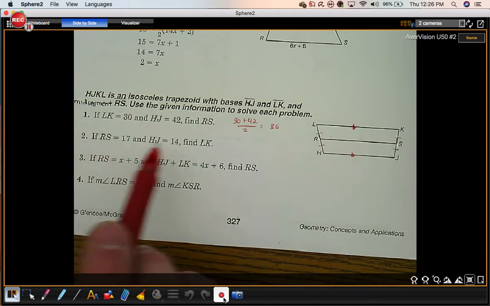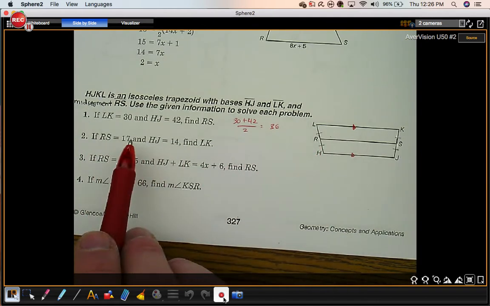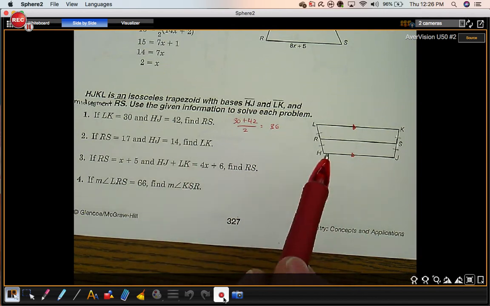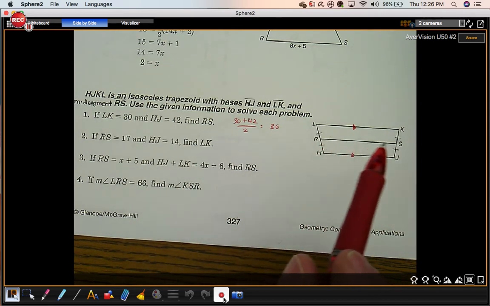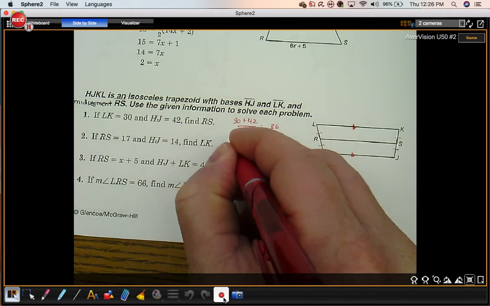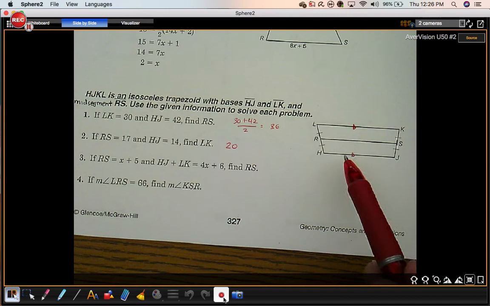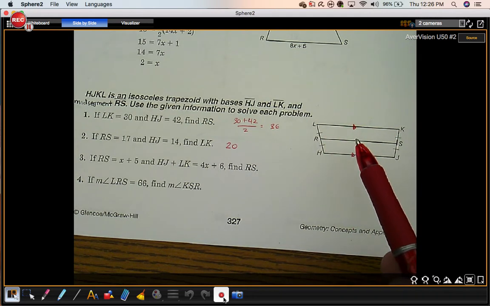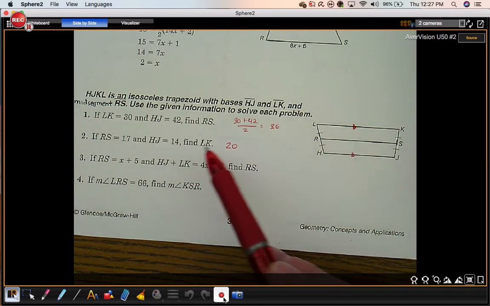Number 2, R to S, that's your midsegment, is 17. H to J is 14. So if this is 14 and this is 17, I know this is going to be 20. This midsegment was 3 units longer than this base, so it's going to be 3 units shorter than that base. 17 is in between 14 and 20.